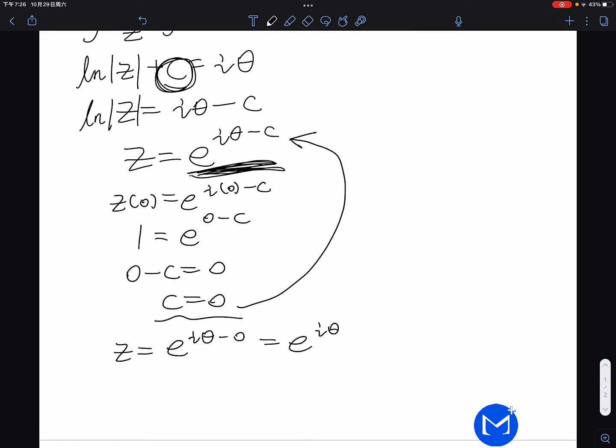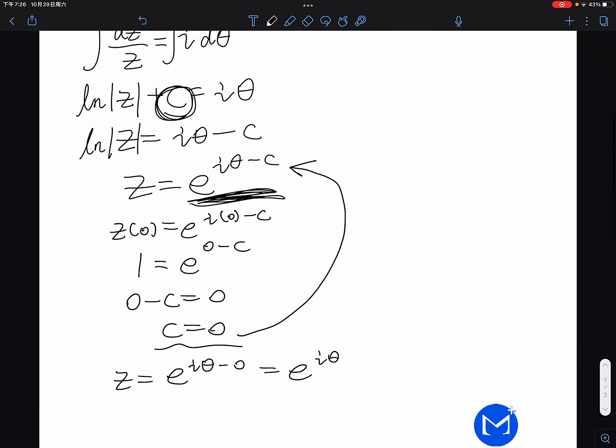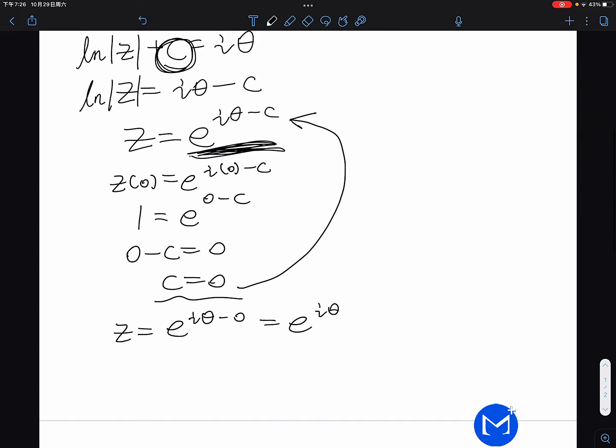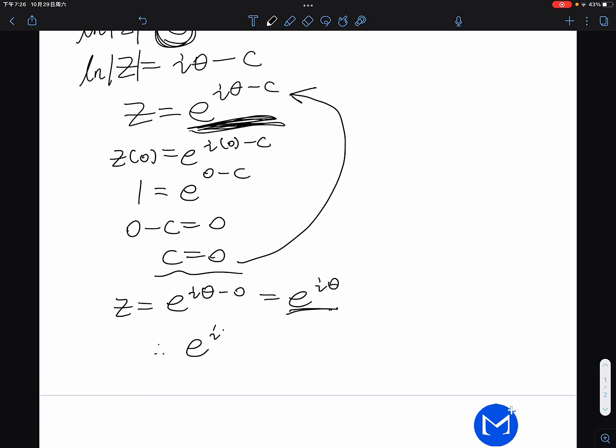Now we have fully proved this formula. So z of theta equals cosine theta plus i sine theta, and z of theta also equals e to the power of i theta. Therefore, e to the power of i times theta equals cosine theta plus i sine theta. Now we have proved this formula. Well, I believe there are many other ways to prove this formula, but today we are using calculus. So if you know how to do the proving process in other ways, then good for you.